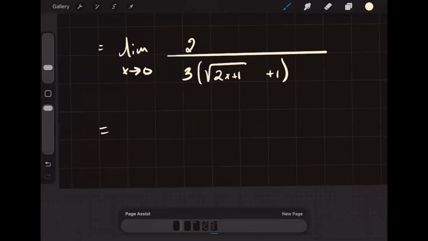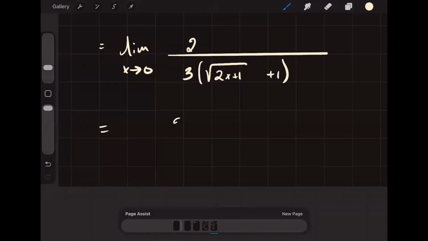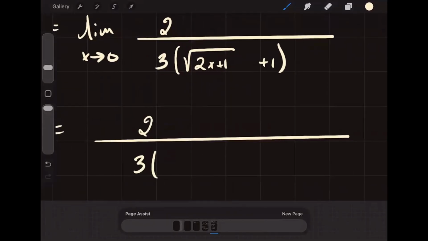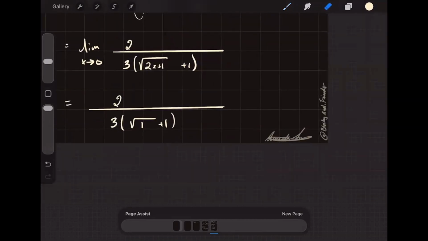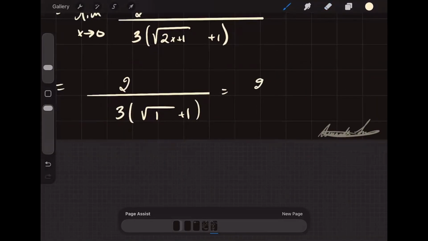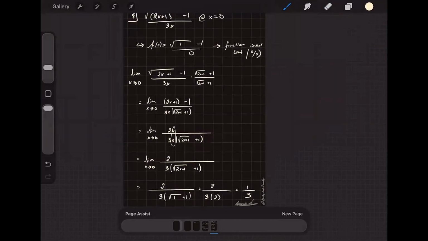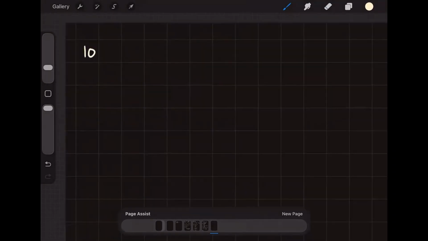Try to do that again: plug it in. That gives you 2 over 3 times root 1 plus 1. Notice how I dropped the limit sign because I've already applied the limit. That's going to give us 2 over 3 times 2, which equals 1/3. Okay, let's do number 10.